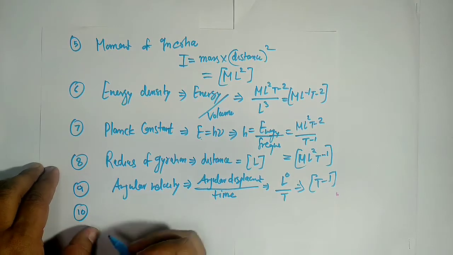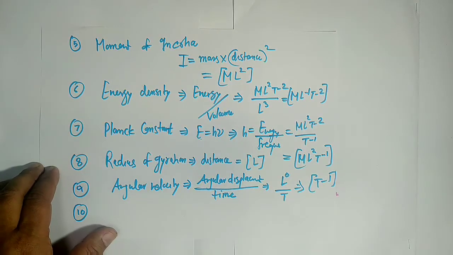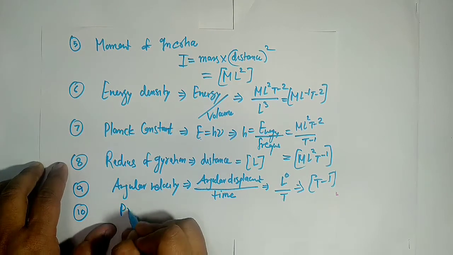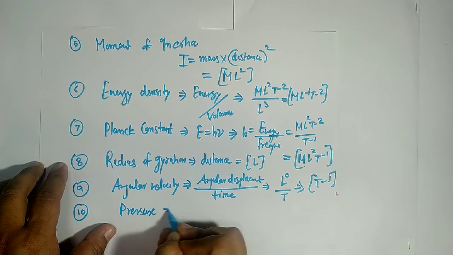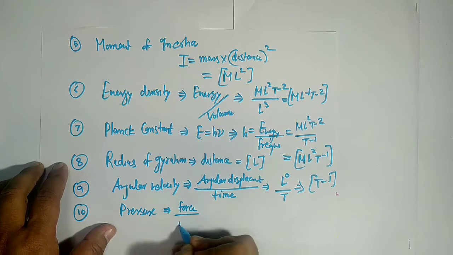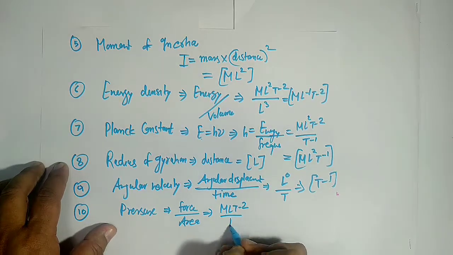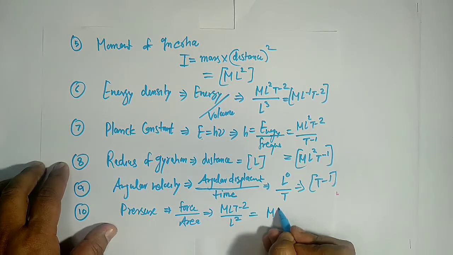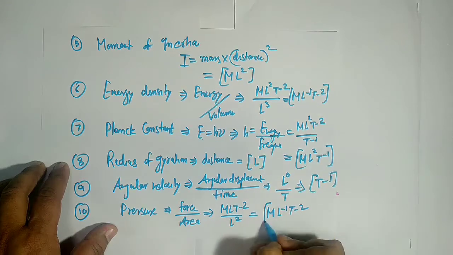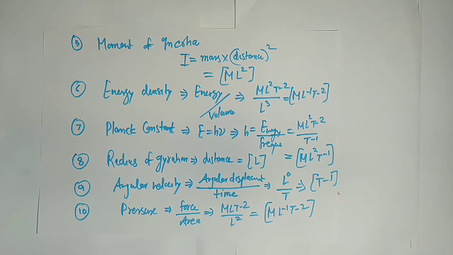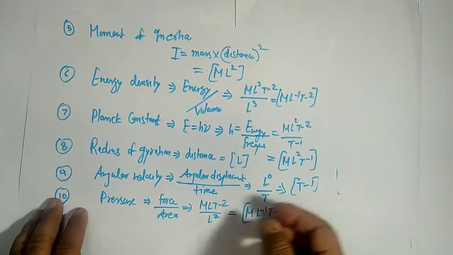And then the last one I am talking about is another quantity, pressure. Pressure is force upon area. So can you find out the dimension? Yes. Force is MLT^-2, area is L^2, so it goes ML^-1T^-2. So certainly these are the 10 quantities which will come in class 11th, which we discussed, where earlier you have gone through them in class 9th.